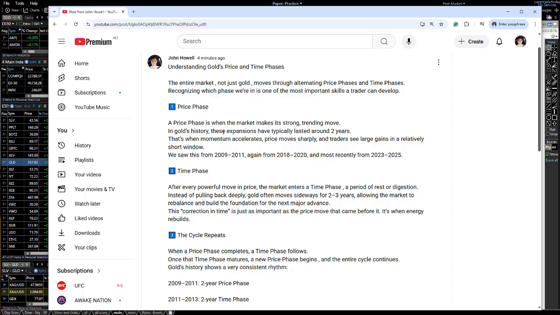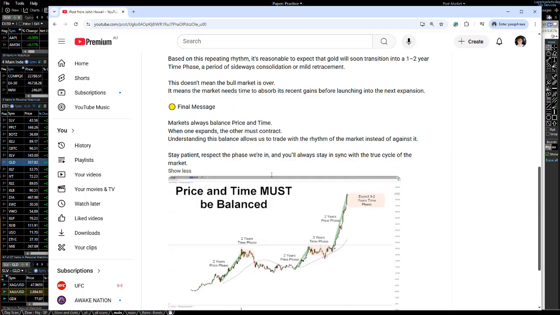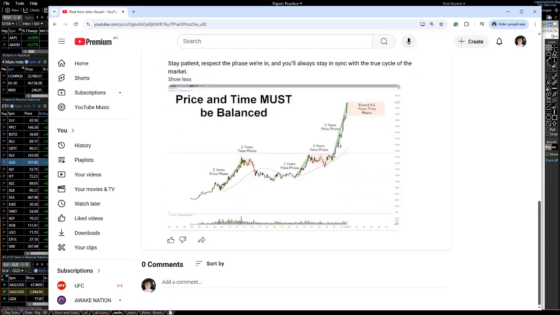In gold's history, these expansions have typically lasted around 2 years. That's when momentum accelerates, price moves sharply, and traders see large gains in a relatively short window. Now, by the way, a bit of FYI, if you understand that as well, you understand where we are in the cycle of things, and we are getting towards the end of the move. And we saw this in 2009, 2011, 2008, and 2020, and now most recently right now as well. These are the big moves, big moves, big moves.